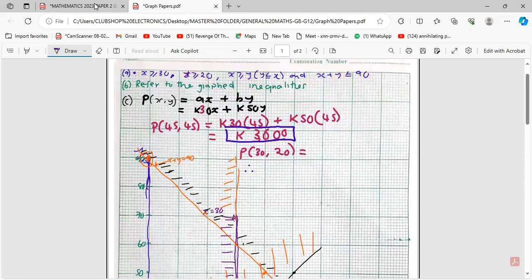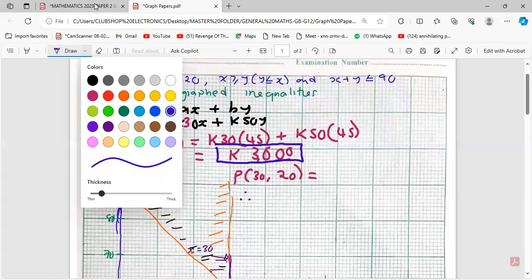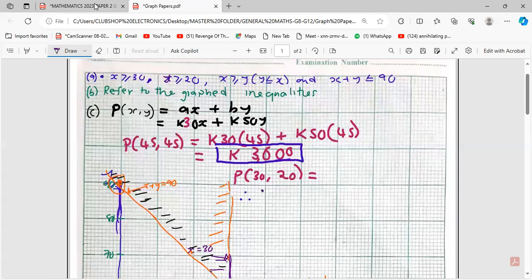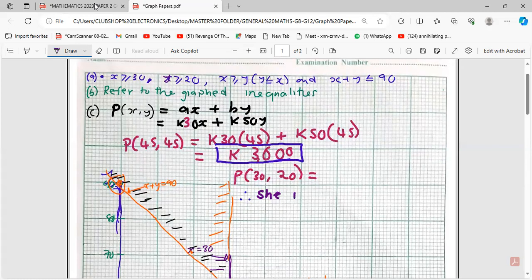Implying that to make the maximum profit, therefore, she needs to bake 45 cakes of each type. 45, 45. 45 cakes of each type.